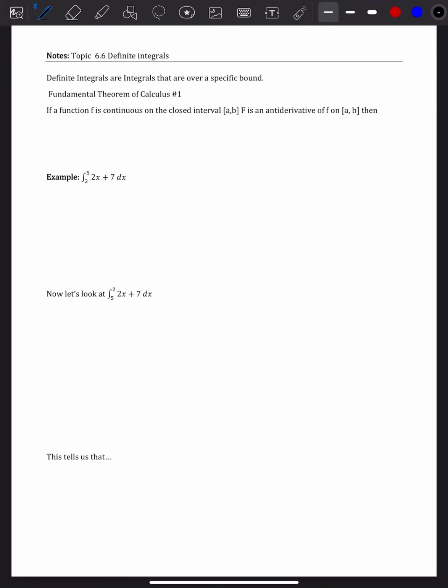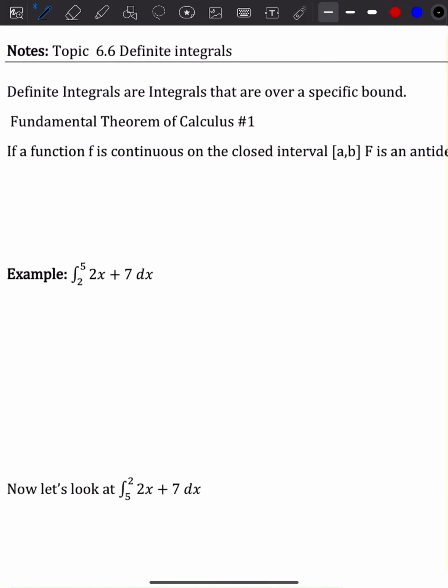Today we're going to be talking about definite integrals. Indefinite integrals are really important because we can find an equation from an integral, but a definite integral is what tells us the actual area of things. So definite integrals are integrals that are over a specific bound.